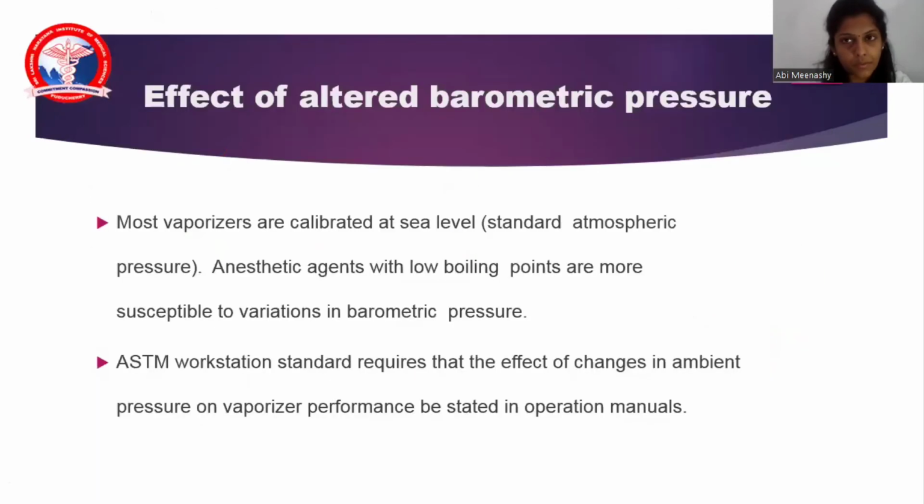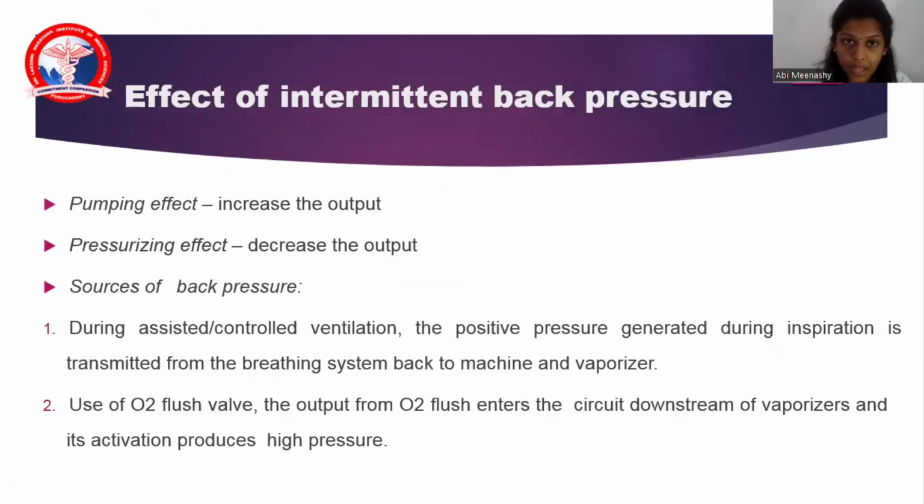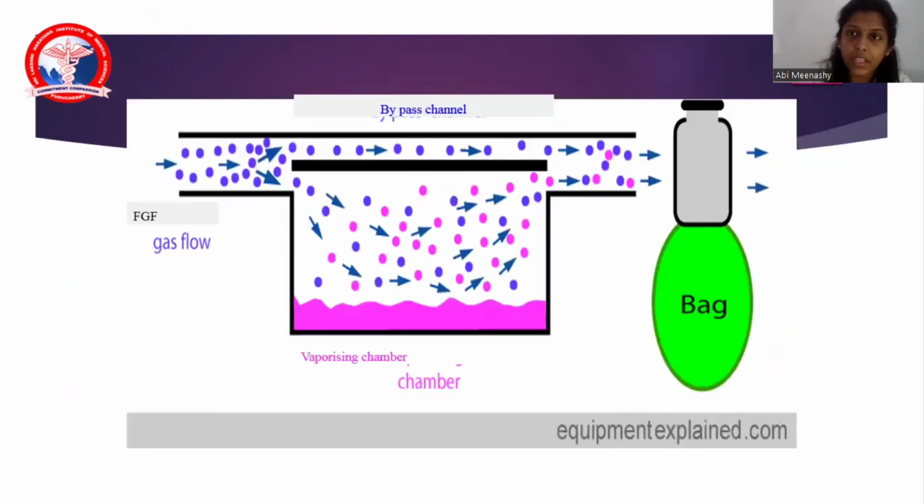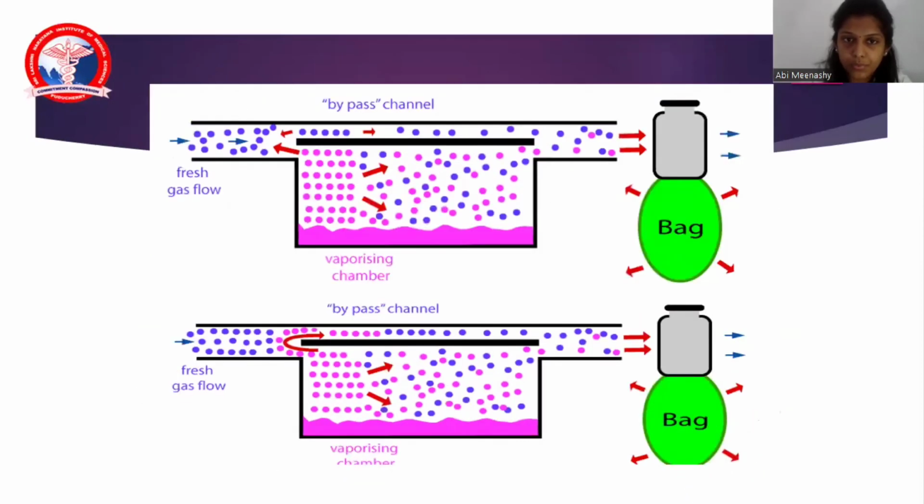Okay. Effects of barometric pressure, effects of back pressure. Under back pressure, we read about the pumping effect. In the pumping effect, assisted or controlled ventilation will send the gas back into the vaporizer and get it more saturated. So the output is more than the desired output. In the pressurizing effect, there is a decrease in output.